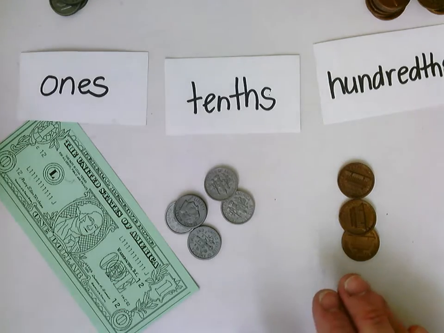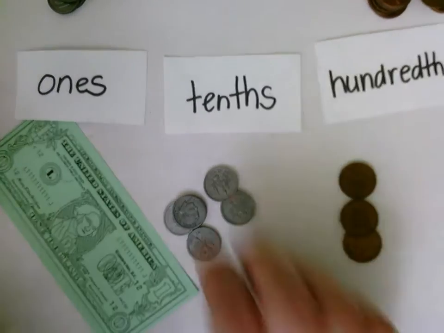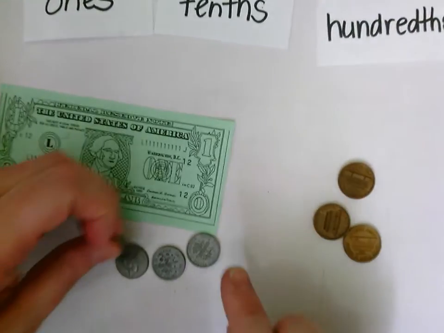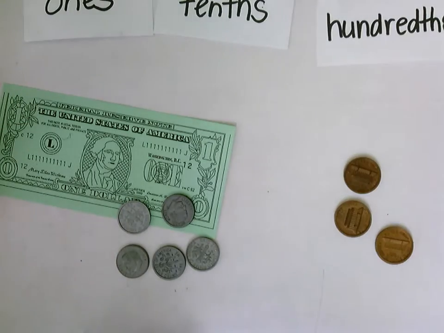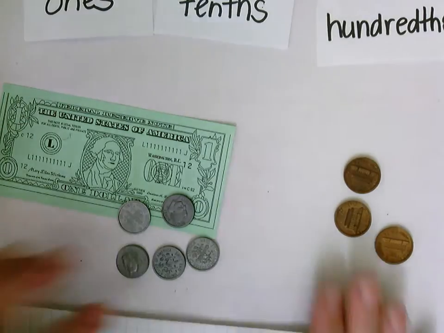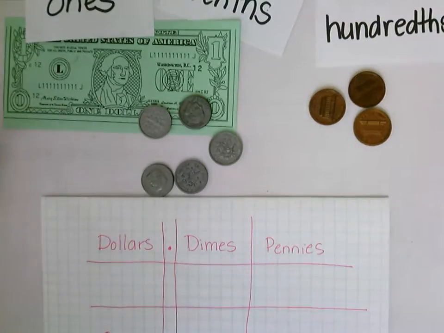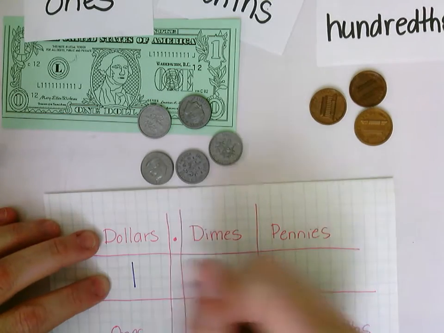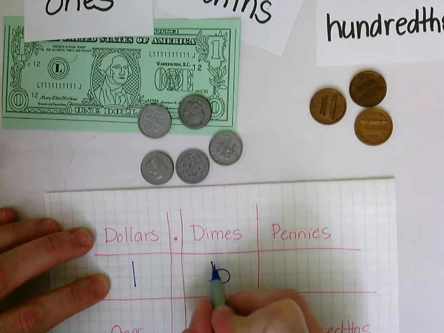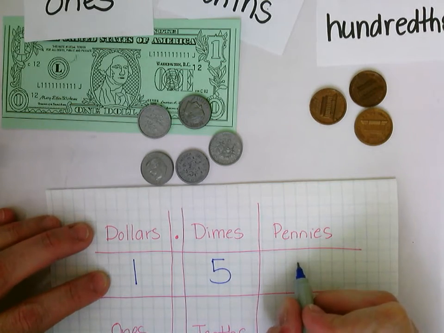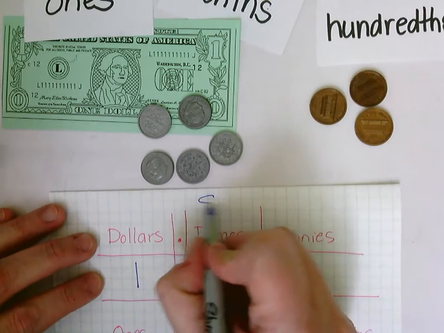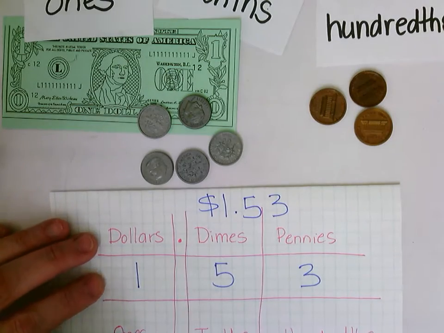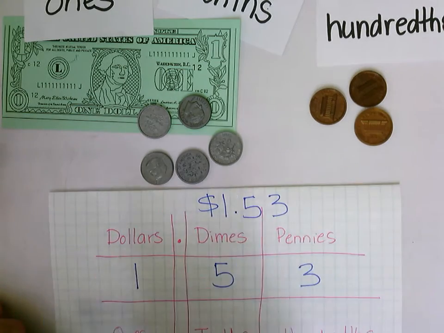So first let's count to see what we have. So it looks like I have $1 and 10, 20, 30, 40, 50, 1, 2, 3 cents. $1.53. So let's put that in a hundreds chart. I have $1, I have 5 dimes, and I have 3 pennies. So I can write that as $1.53, like that, or 1 53/100ths of a dollar.